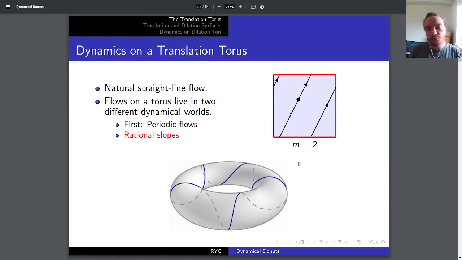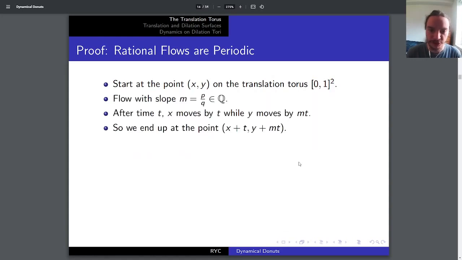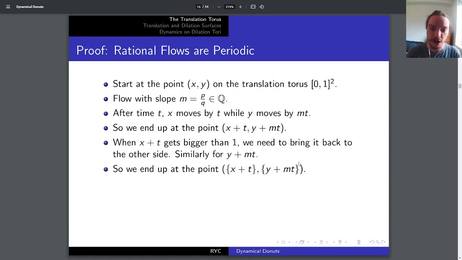So in order to do this, we'll take our coordinates that we end up with, and we'll take the fractional part. Okay? So the fractional part says throw out whatever the integer is, just make it 0, and just leave what comes after the decimal sign. And we represent that by putting curly braces around the number. So we end up at this point, {x plus t}, {y plus mt}. So we just took the fractional part of each of our coordinates. And that brings us back into the torus.